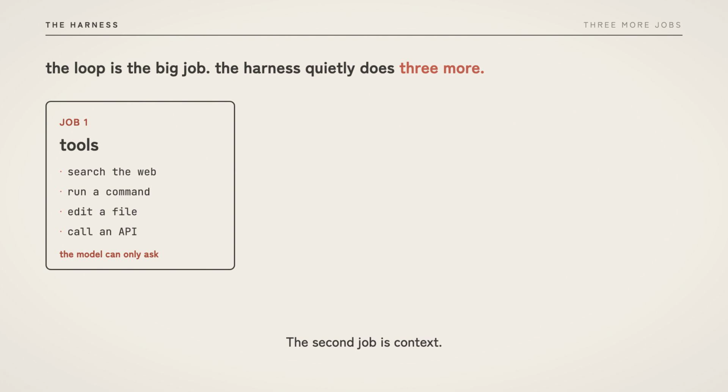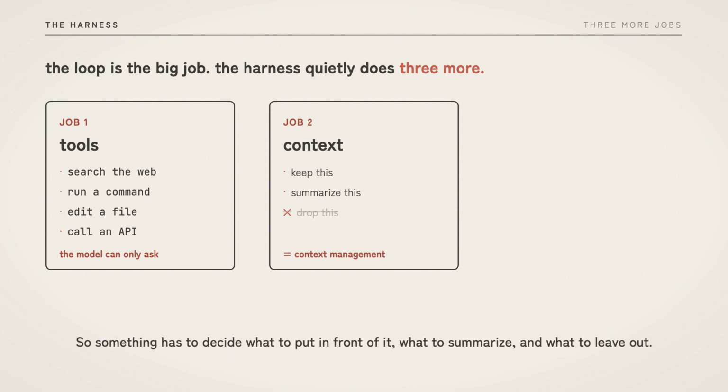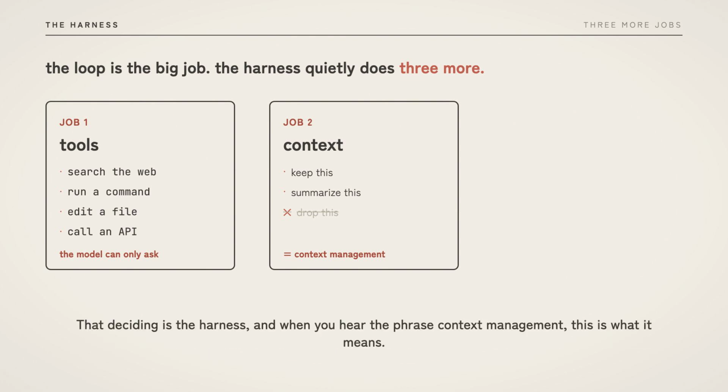The second job is context. The model can only read so much text at once, so something has to decide what to put in front of it, what to summarize, and what to leave out. That deciding is the harness, and when you hear the phrase context management, this is what it means.